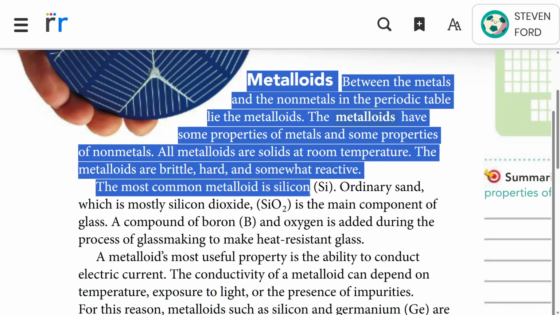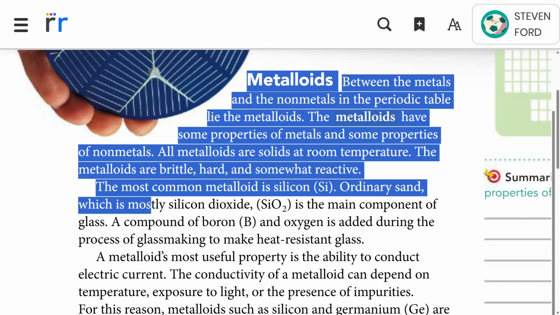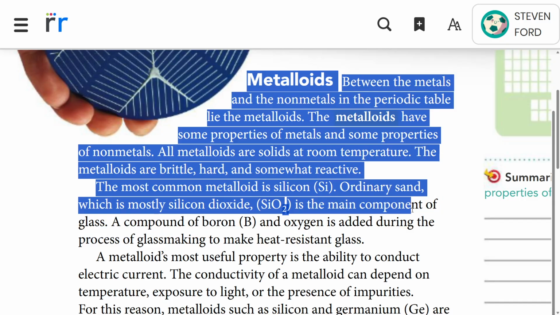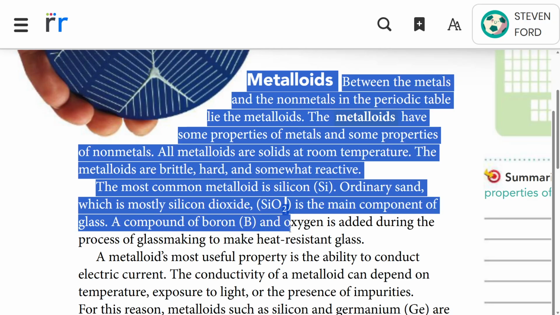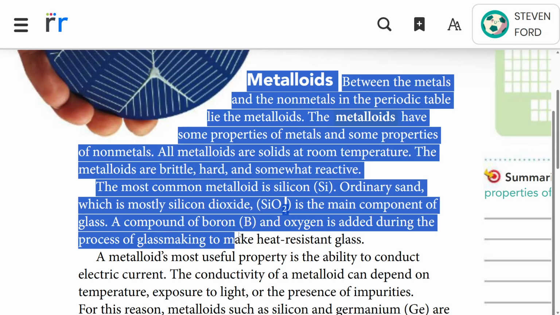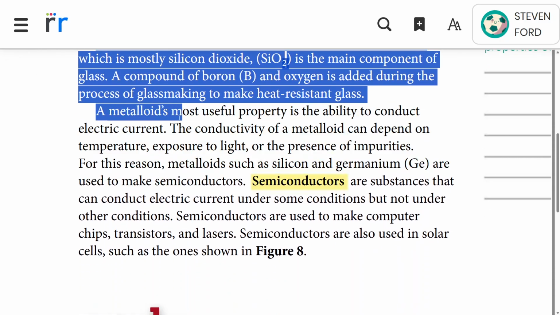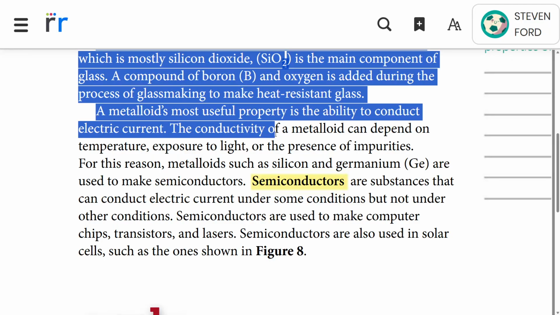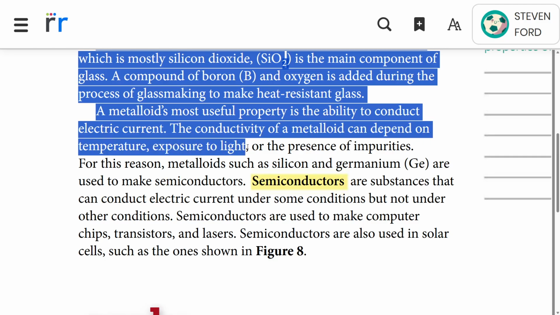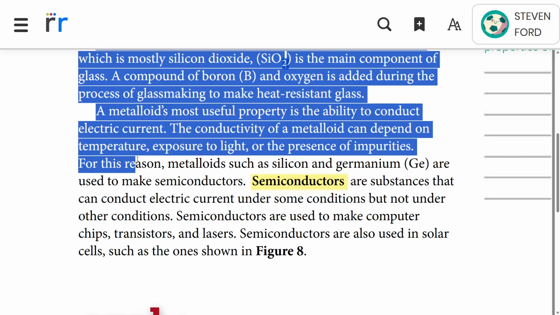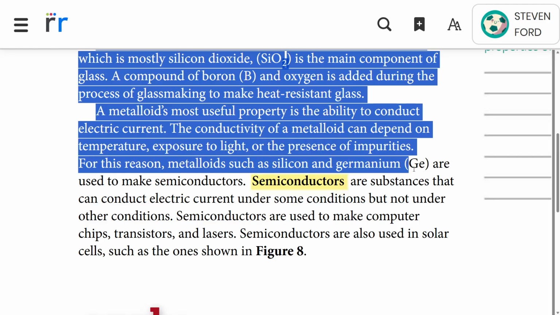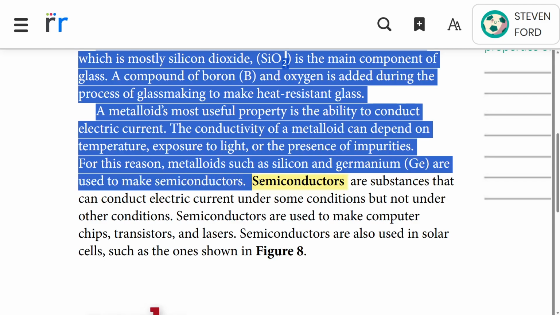The most common metalloids are silicon, Si, in ordinary sand, which is mostly silicon dioxide, SiO2. SiO2 is the main compound of glass. Compounds of boron, B, and oxygen are added during the process of glass making to make heat resistant glass. The metalloids' most useful property is the ability to conduct electric current. The conductivity of the metalloids can depend on the temperature, exposure to light, and the presence of impurities. For this reason, metalloids such as silicon and germanium are used to make semiconductors.